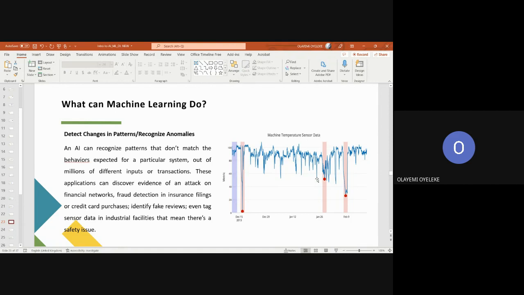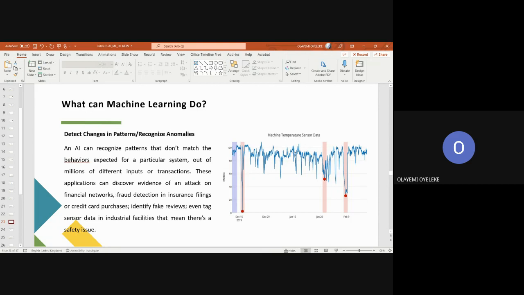Some gadgets have this anomaly detection in them. Whenever the gadget is being overloaded, it tells you that something is about to go wrong, it tells you there is an anomaly, or sometimes some of them even stop working. Even in cars, we have them in modern cars. So all these are anomaly detection systems, and they are all part of machine learning.